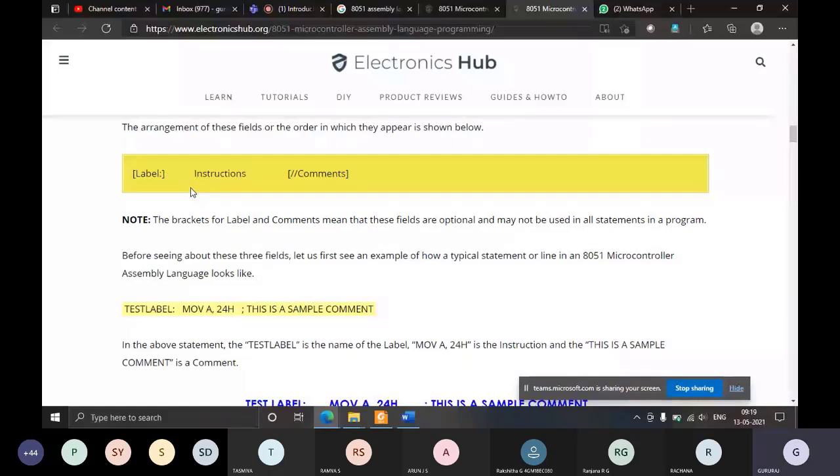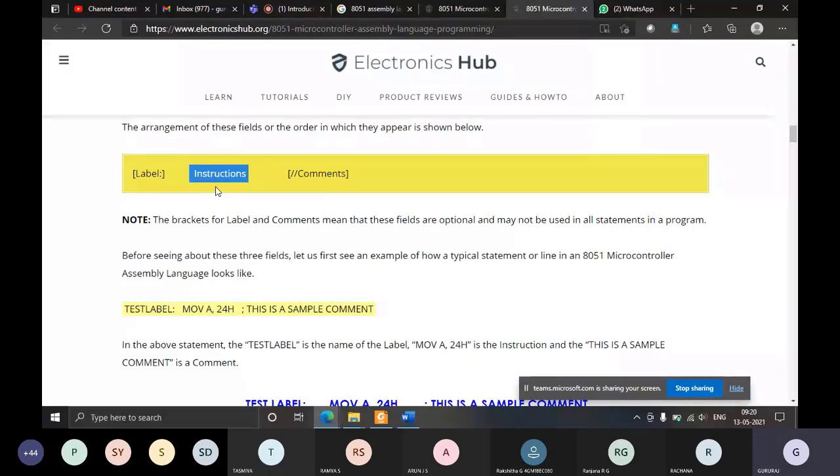So this is the syntax of assembly language. It will consist of a label, which is optional, followed by an instruction. An instruction will contain the mnemonic as well as the operands. What is a mnemonic?